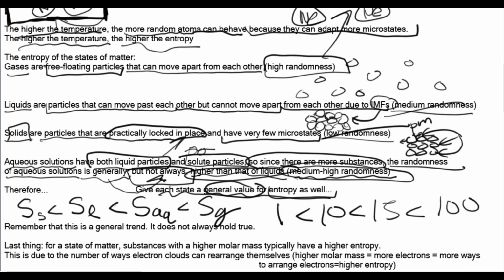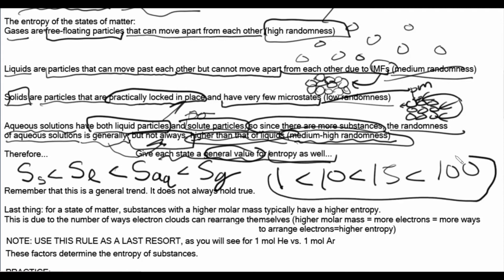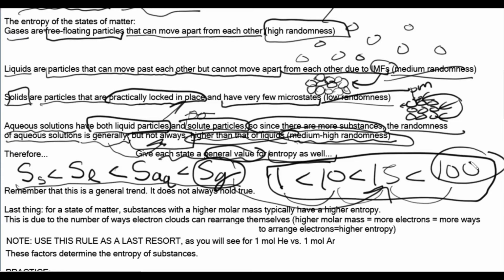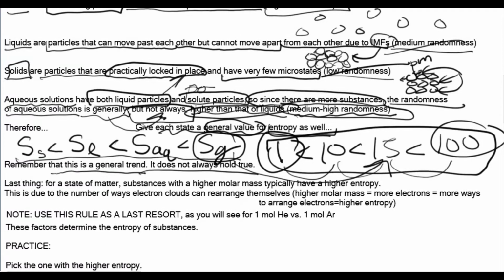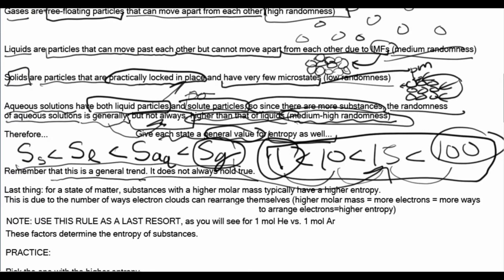So this is a general rule of thumb. It's very vague and doesn't always work, but generally, this trend can be numerically represented by numbers that differ in large magnitudes to show that, of course, the entropy of gases is so much higher than the entropy of solids. So remember that this is a general trend. It doesn't always hold true. And generally, when you do this, you want to make sure that you are able to quantify things. And I'll talk about that a little later.